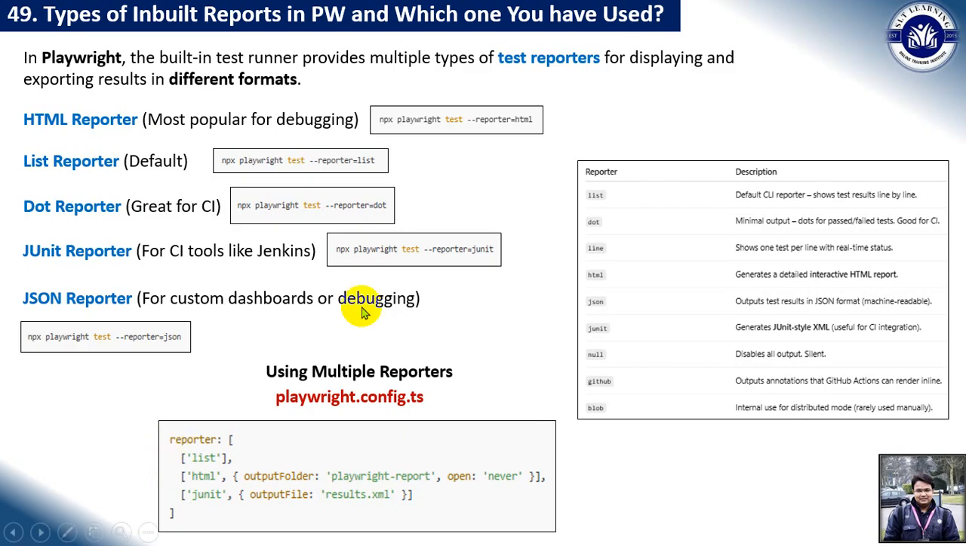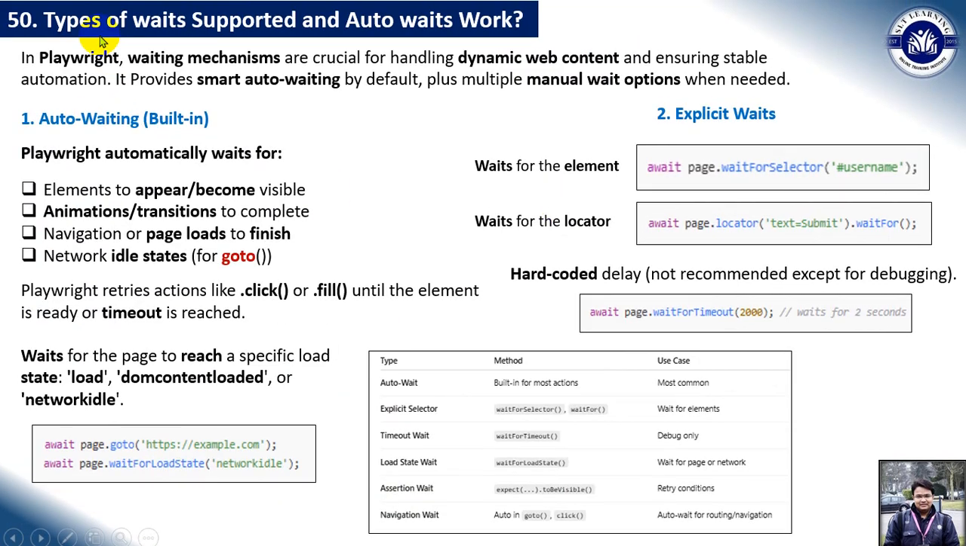Now let's go to the next question: what types of waits do we support, and how does auto-wait work in Playwright? Most of the time in Playwright, this is the advantage: the auto-wait that we have for the different actions on an element. In Playwright, you do not need to provide a waiting mechanism, because the system will automatically check for certain behavior.